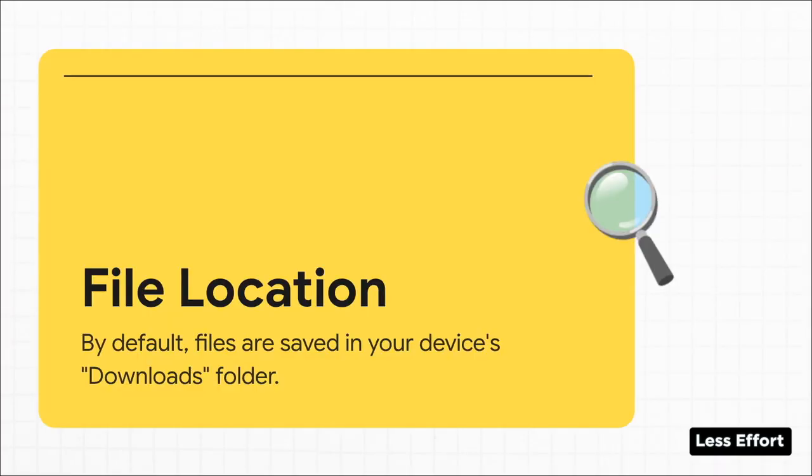So, the big question, where did the file actually go? Good news, it's pretty simple. On pretty much any device, computer, phone, whatever, it's going to be in your main Downloads folder. On an iPhone, you'll find that inside the Files app. Just look for Downloads, and it'll be right there.